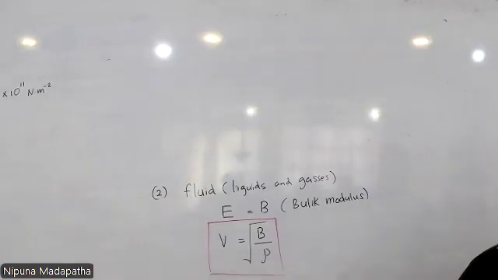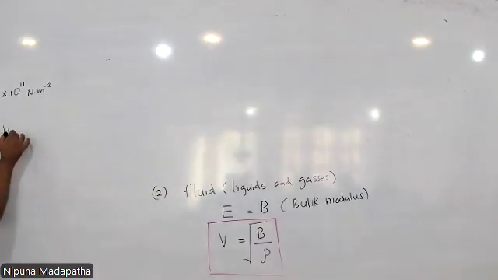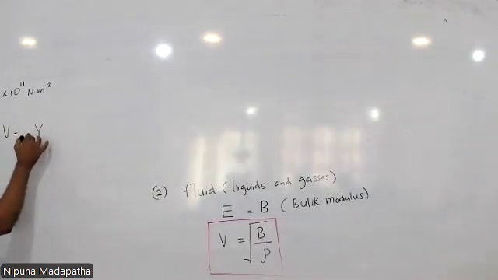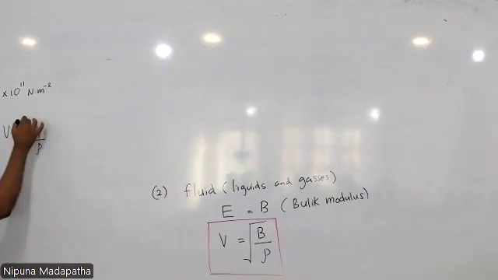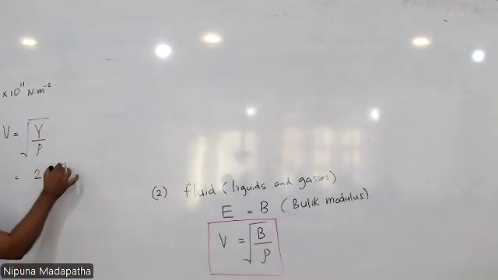And what is the value? 5,000. This is a very simple one. V equals the square root of Y divided by rho, where Y is 2 times 10 to the power 11.